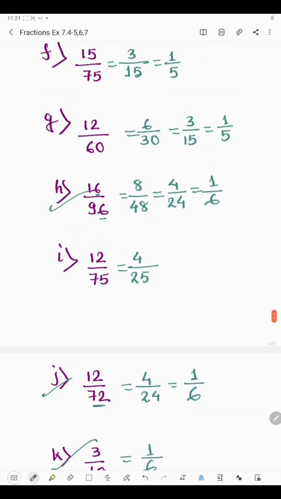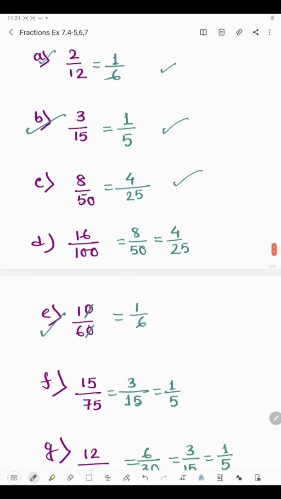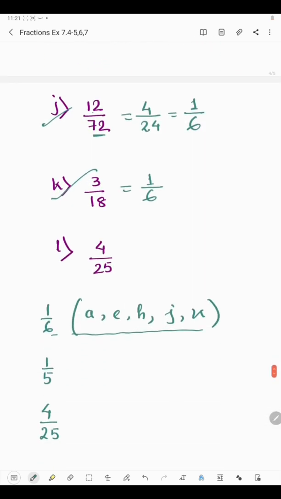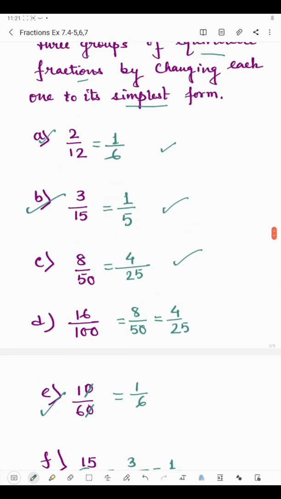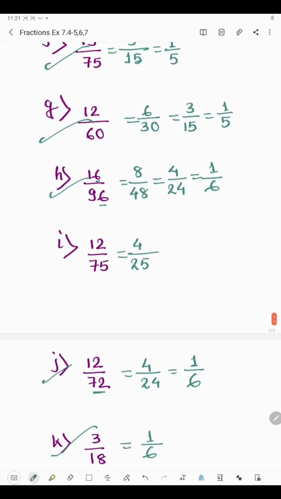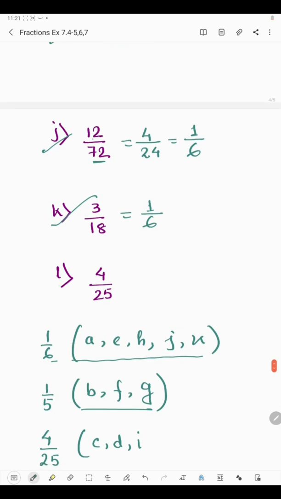Then where we have got 1 by 5, let us check. It's B, F and G. So in these 3 numbers we have got 1 by 5. So that's why this is a group of 1 by 5. And where we have got 4 by 25, let's check. So it's C, D, I and L.